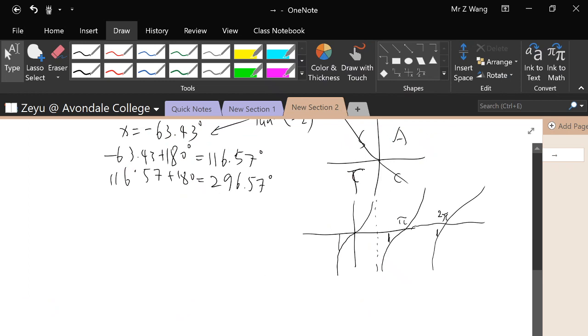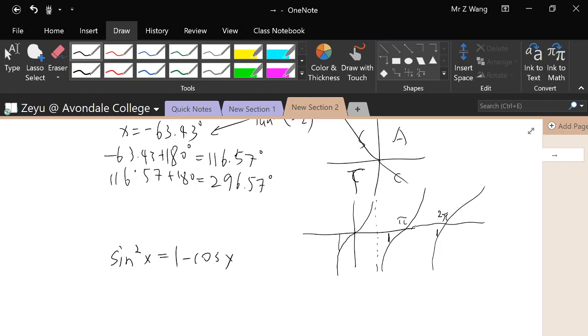Sine squared x equals 1 minus cosine x. This is the point where we need to use trig identities. You see, it's a sine squared and a cosine. We are not able to solve this if you see a mixture of different trig functions. They are different function types. How can we unify them? How can we make them all in terms of sine or all in terms of cosine? We only have two identities. Do you still remember the two identities?